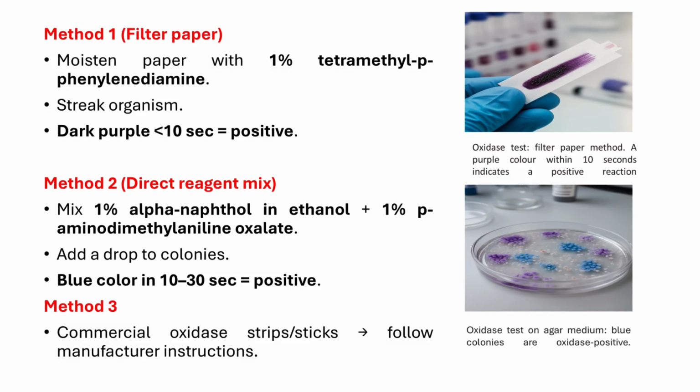In method 2, equal volumes of 1% alpha-naphthol in ethanol and 1% p-aminodimethylaniline oxalate are mixed. A drop is placed on the colonies. A blue color appearing within 10 to 30 seconds indicates a positive result. Weak reactions after 2 minutes are ignored. Commercial oxidase strips or sticks can also be used according to manufacturer's instructions.